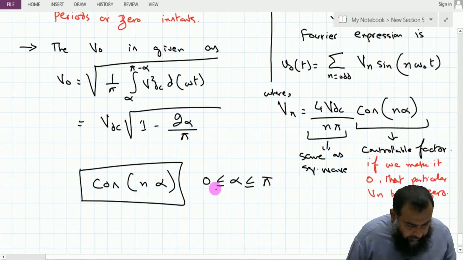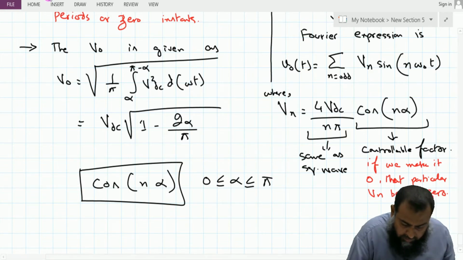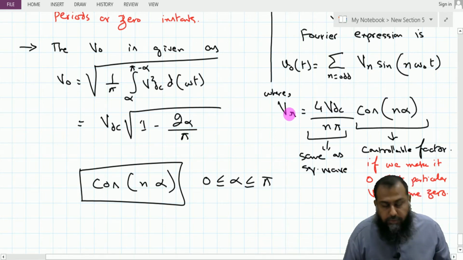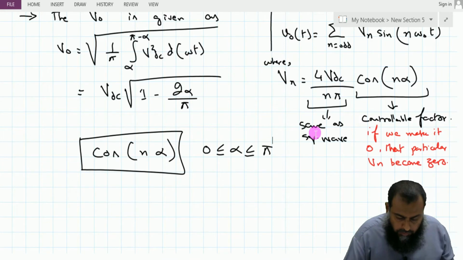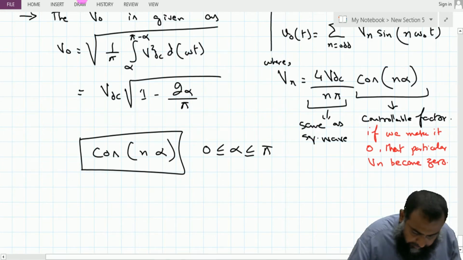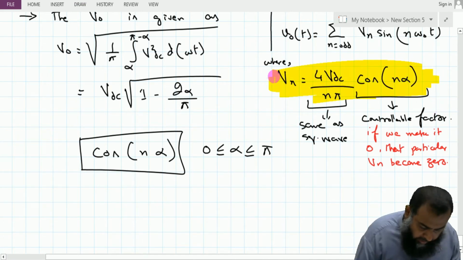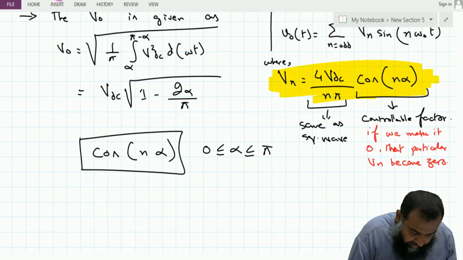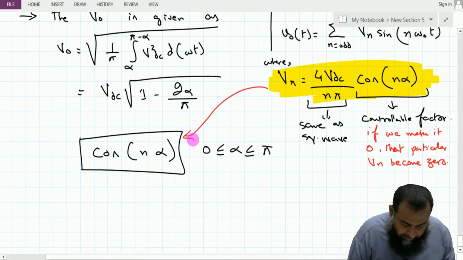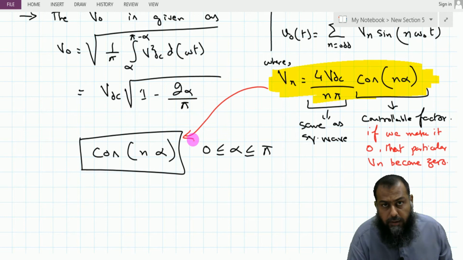Alpha is variable, and by shifting this from 0 to pi, this Vn can also be varied, right? Let me write this particular equation. This is a very important equation. It provides us some important attributes. The first thing is that this cosine n alpha can be varied from 0 to pi, and therefore it can address any specific harmonic content in the output harmonic spectrum.